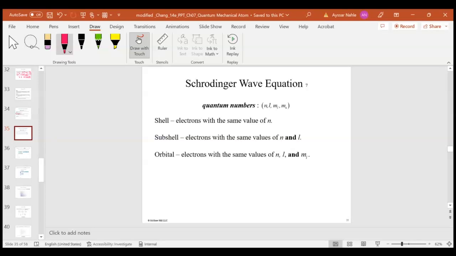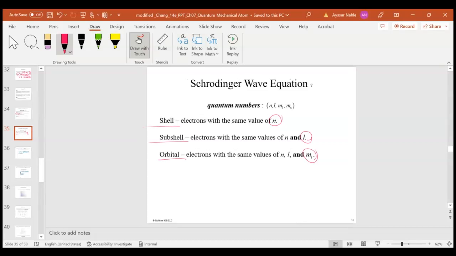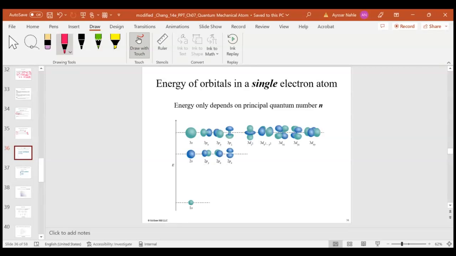Now, quantum numbers again. The shell is the number of electrons in the same value N. Subshell will be L. Okay, we did that before, so we are repeating. And this will be ML, the orbital. That's what we labeled, right? Okay, let's move a little bit further.